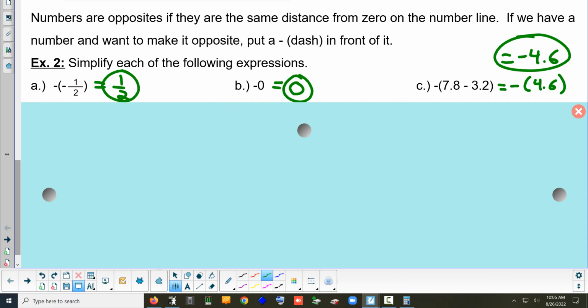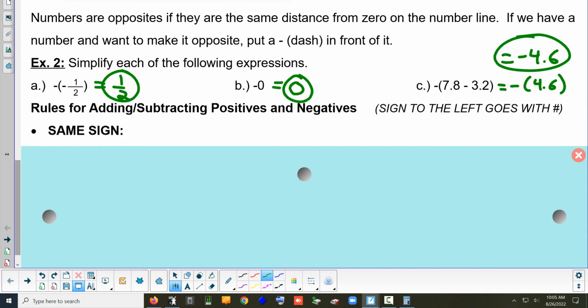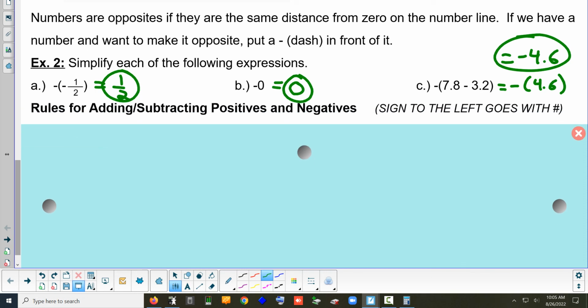All right, so let's look at adding and subtracting. What we're going to do is go through some rules that help you when you have to add and subtract, especially when you have negatives. If you have a way that already works for you, that you can remember how to add and subtract negatives, that's fine. If you don't, and you get confused when you do it, maybe this will help. That's what this is for.